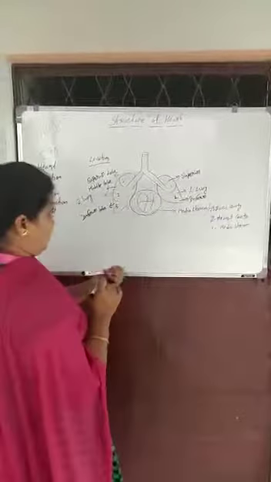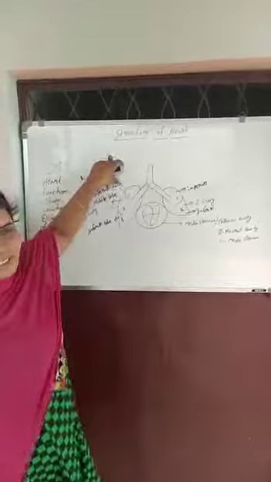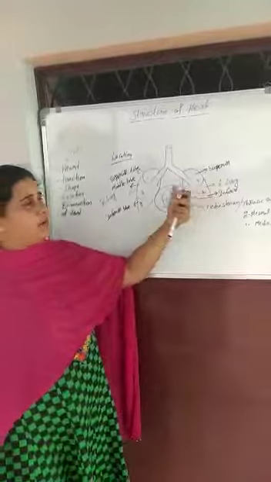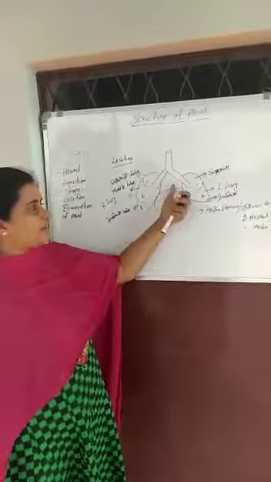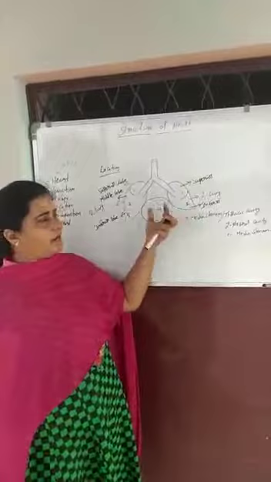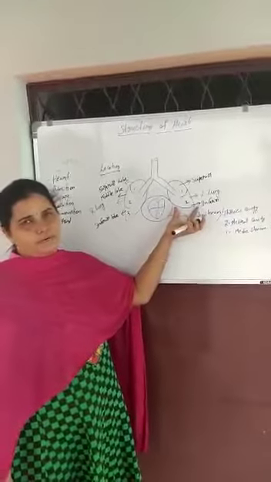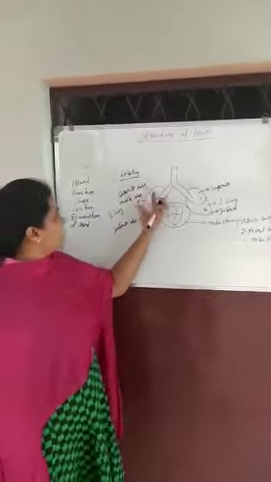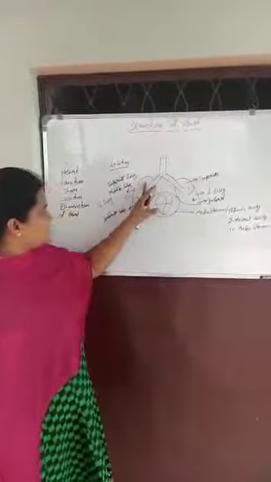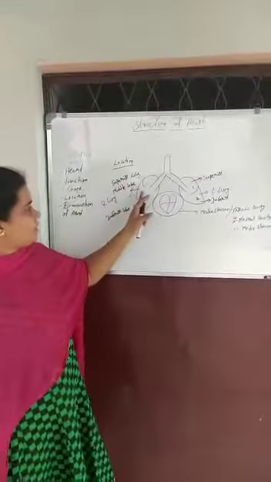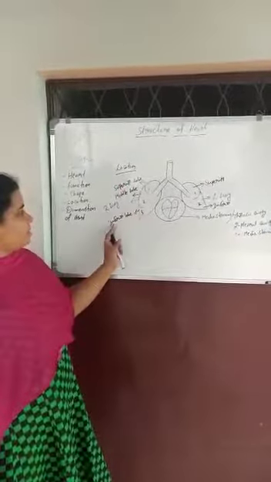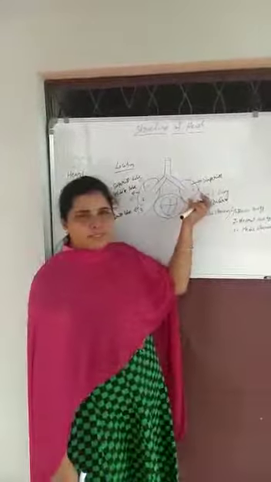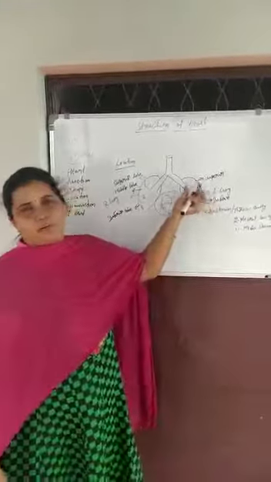So where is the heart located? The heart is located in between the two lungs. This is the right lung and this is the left lung. The right lung has 3 lobes and the left lung has 2 lobes. The right lung is larger than the left lung because of size variation. The first lobe is the superior lobe, the second the middle lobe, and the third the inferior lobe. On the left side the middle lobe is absent, and the superior and inferior lobes are present.